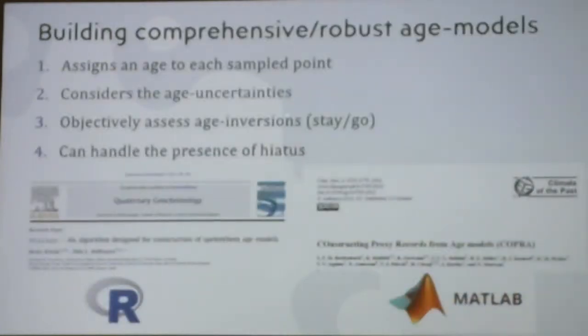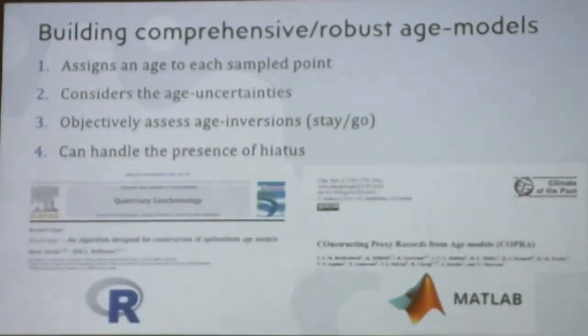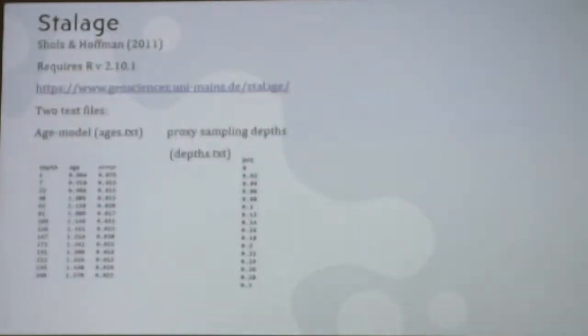Basically, they consider all the age uncertainties, and they see how these are translated into the time series. They can handle the presence of hiatuses, and they use objective methods to detect whether there's an age inversion or a problem with the dating. Should it stay or should it go? StalAge, I was going to show you how to run it, but we're running out of time.